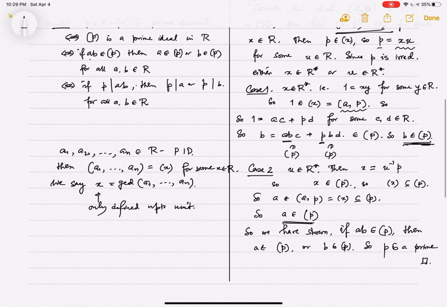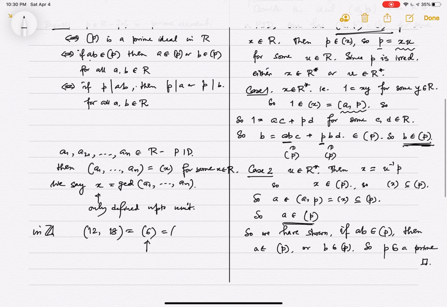So if you take the ideal generated by 12 and 18 in Z, that's the same as all multiples of 6. So we say that 6 is the GCD, but it's also the same as all multiples of minus 6. So by this more general definition, there is no way to choose the positive one. So we just relax that. It's only defined up to a unit. There's a more detailed discussion of GCD in the notes, but I'll move on.